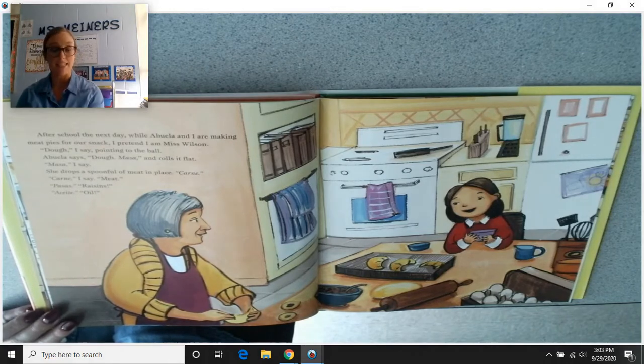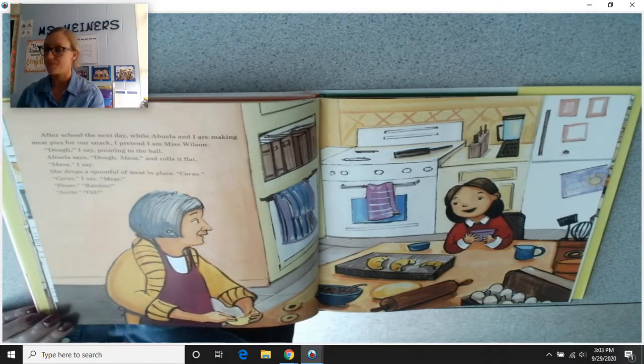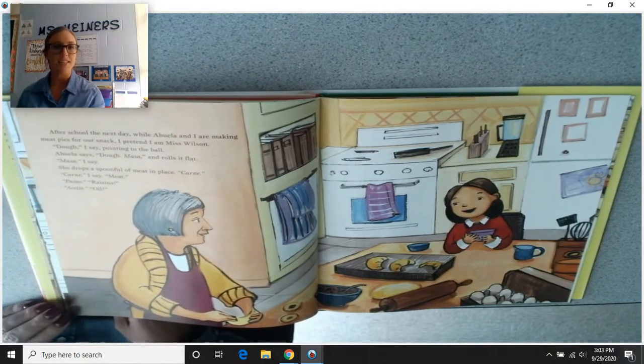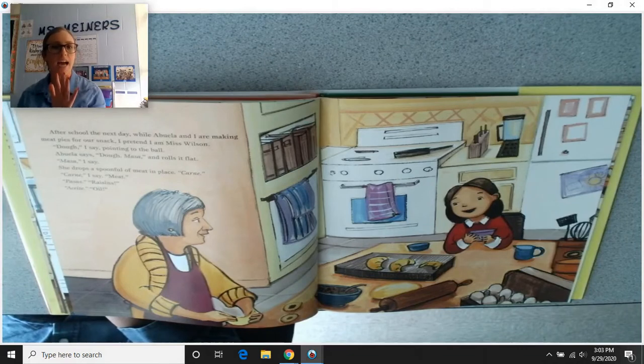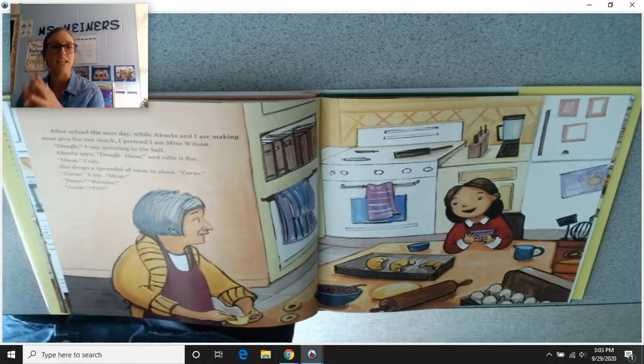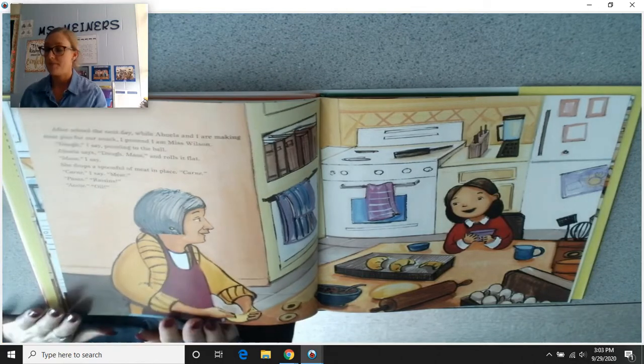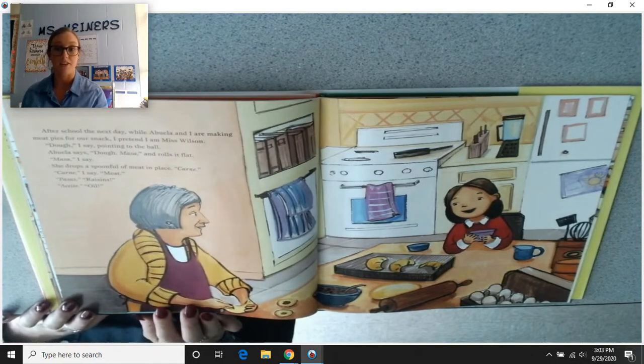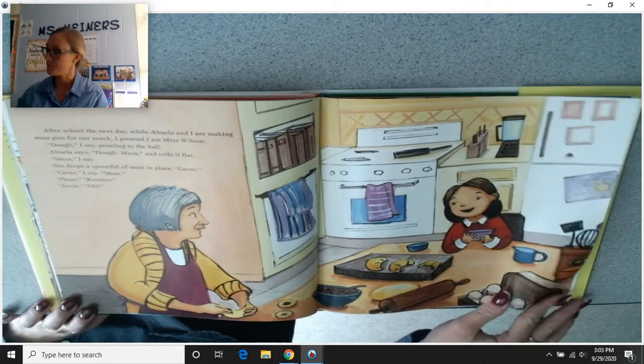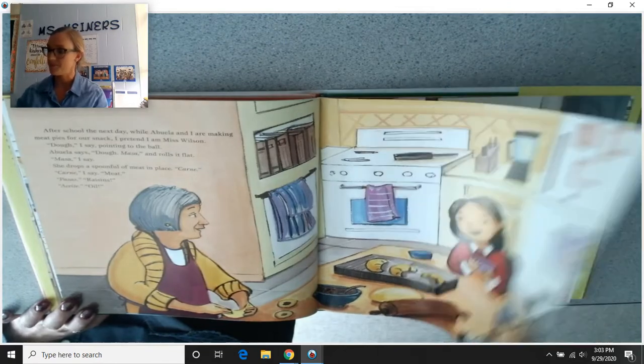Pasas. Raisins. Aceite. Oil. I want you to take a second and pause here. How is this part of the story similar to Grandfather Counts? I'm seeing a lot of things that are similar.